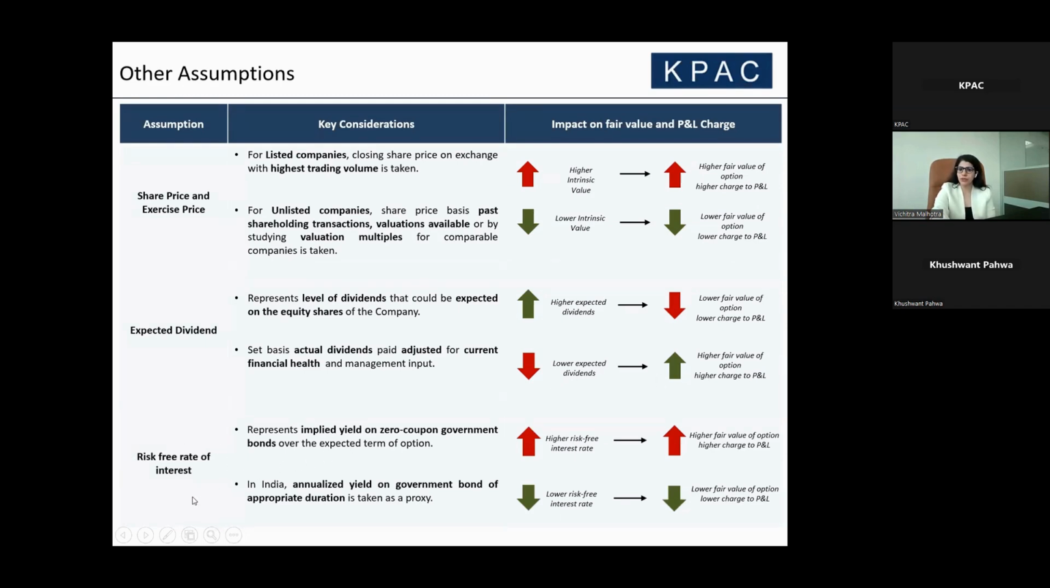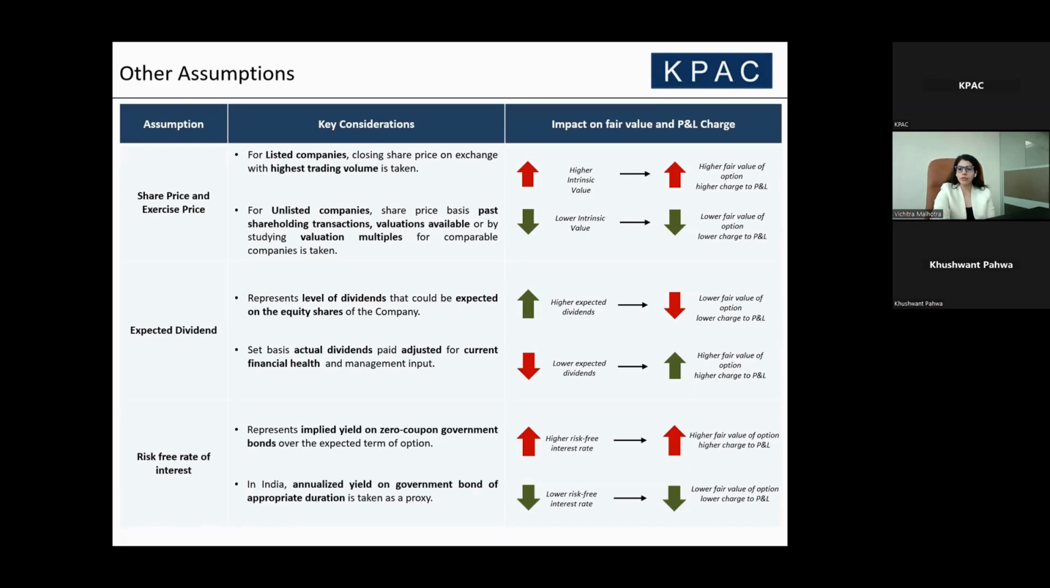The third assumption is the risk-free rate of interest, which a lot of people are already familiar with from other employee compensation benefits that we value. This theoretically represents the yield on zero coupon bonds, which are considered risk-free. In India, because zero coupon bonds are not available, it's common to take an annualized yield on the government bonds of appropriate duration. Duration here is always the expected term of the option. Risk-free rate is relatively an immaterial assumption when it comes to option pricing, and a change in this assumption does not materially move your numbers. But yes, theoretically, a higher risk-free interest rate typically results in a higher option value and a higher charge to P&L, and vice versa, a lower risk-free rate results in a lower fair value of option and a lower charge to P&L.